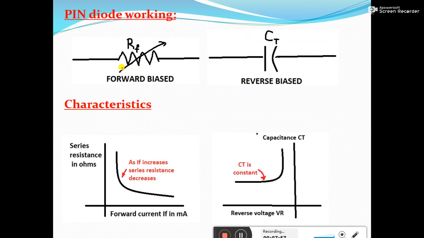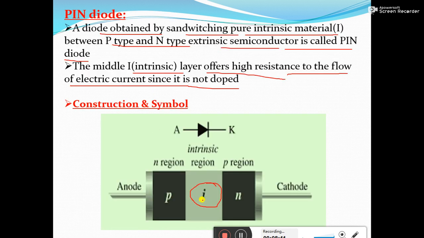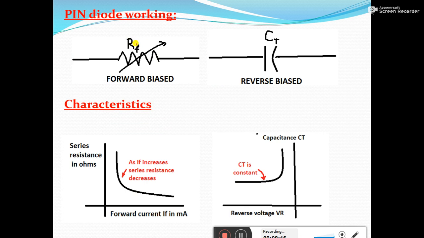As this layer decreases, the resistance offered by this semiconductor material also decreases. You can see here the resistance is a variable, shown with a variable resistance. With a small forward voltage, the resistance will be very high. As we increase the forward bias potential, the resistance offered by the intrinsic material decreases. That's why it can be represented with a variable resistance in the forward bias condition.